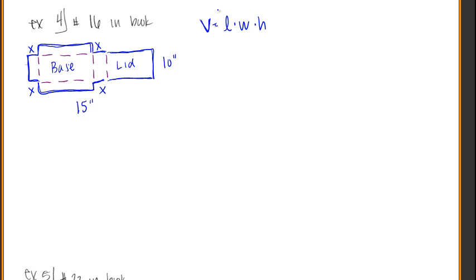Now, when I go to look at this, just think about this for a second. If I fold this little piece right here up, and I fold this up, then the lid's going to go across the top, right? And this edge is going to come up and this edge is going to come up. So really, when I think of the length times the width times the height, we know for a fact the height is just going to be x. So h is just going to be x right there.